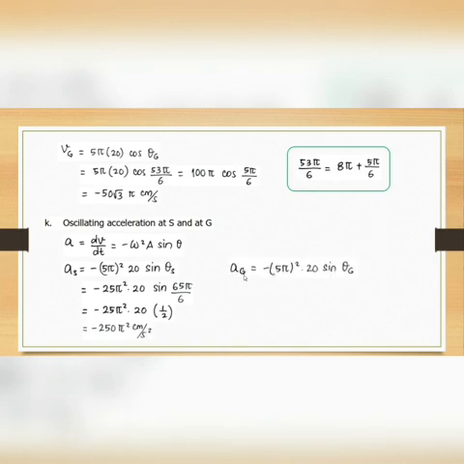The same with the acceleration at G. It will be minus omega squared A times the sine of theta G. And theta G is 53 pi over 6. So that we have the value of the sine of 5 pi over 6, the same as before. Then the acceleration at G will be minus 250 pi squared centimeter per second squared.